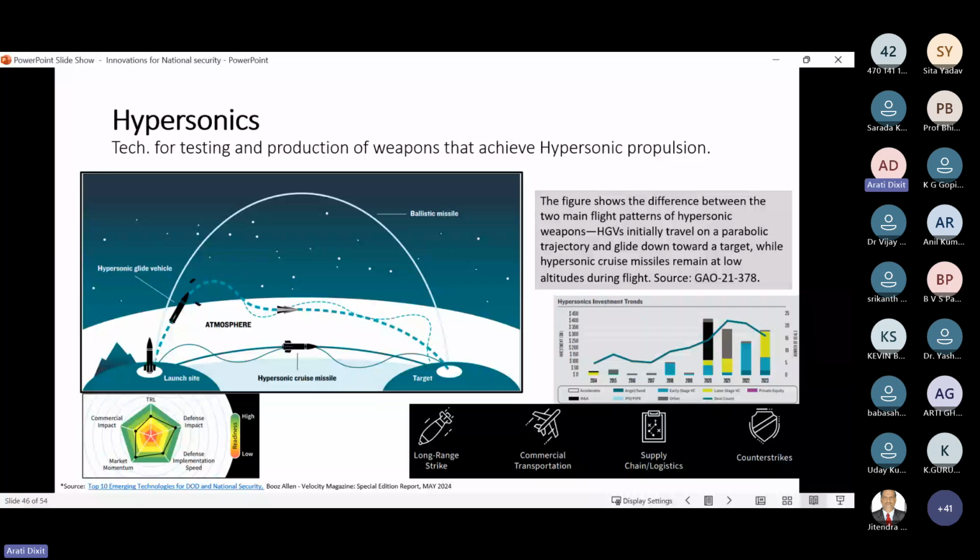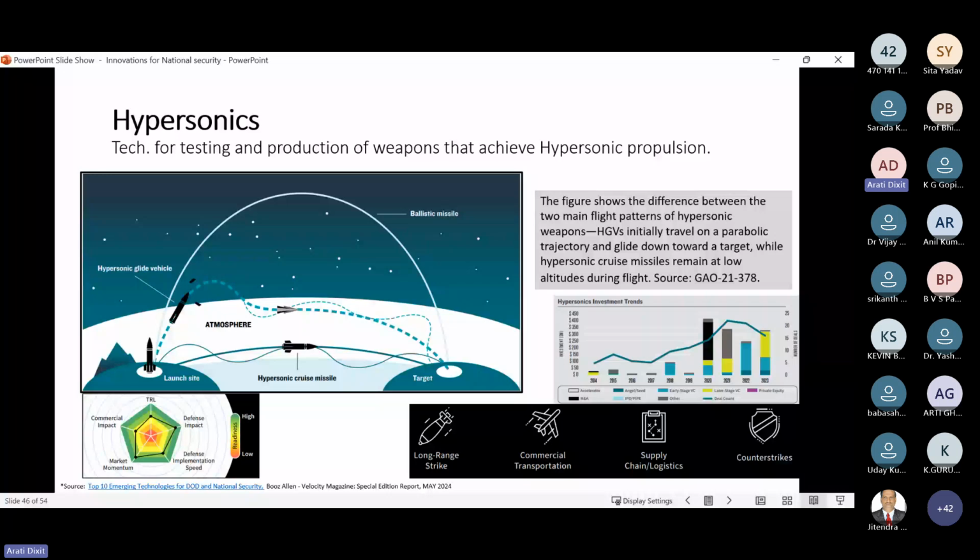So these HGVs travel on a parabolic trajectory and glide down towards the target, something like that. The radar chart also seems to show there is room for contribution there, right? And in the same way we see the investment chart. Investment also is seen increasing in this field at different levels. And the use cases or applications can be seen on the bottom right corner: long range strike, commercial transportation, supply chain logistics, counter strikes, and so on.